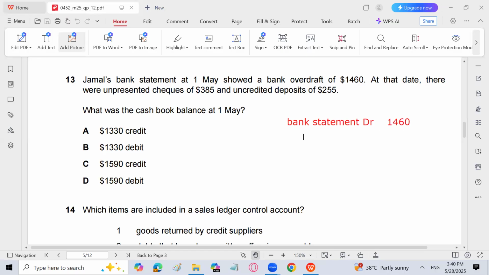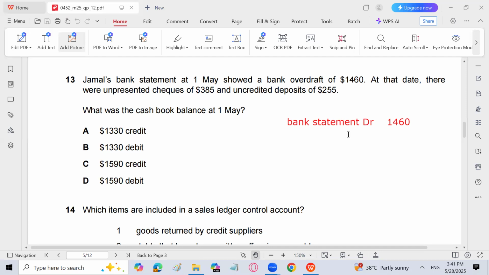So what will we add? Yes, obviously, we add NP, and plus NC, this is what we do. So simple. 1460 plus 385 minus 255, you will get the answer. So because I have written the first thing which is given, the balance with the correct debit or credit name, I'll be able to understand the question easily. So 1460 plus 385 minus 255. The answer is 1590.